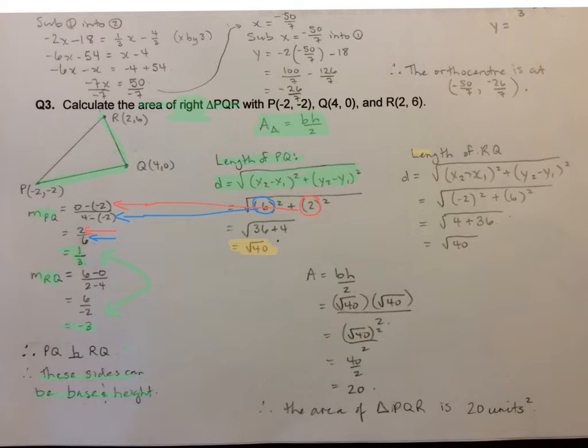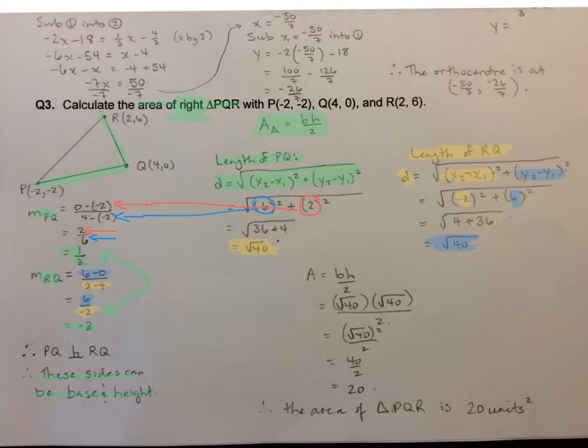Then I went on to find the length of RQ, because RQ and PQ meet at the 90-degree angle. Again, I used my distance formula. For x2 minus x1, I reached back here and found that it was -2, so I put that in. And I know that y2 minus y1, I had calculated to be 6, so I put that in here. That length also ended up being the square root of 40.